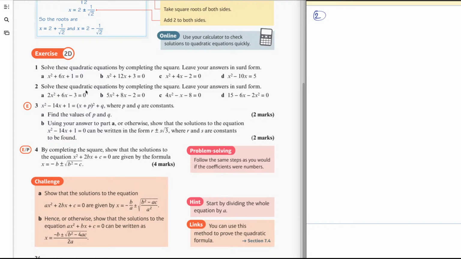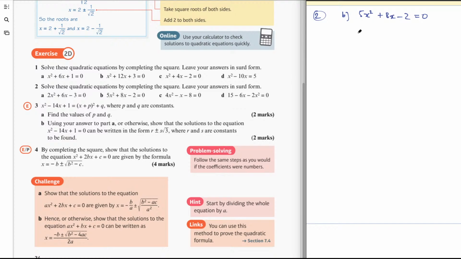Question 2 says, solve these quadratic equations by completing the square, leave your answer in surd form. Here we have coefficients of x squared, so there's an extra step to do here. I might do B and C. So B is 5x squared plus 8x take 2 equals 0.